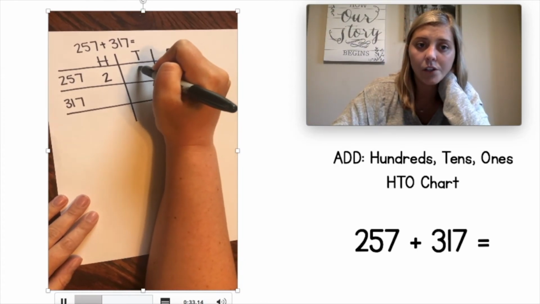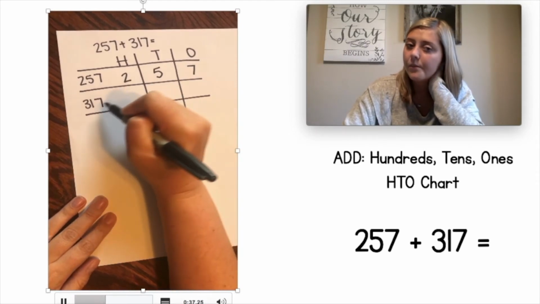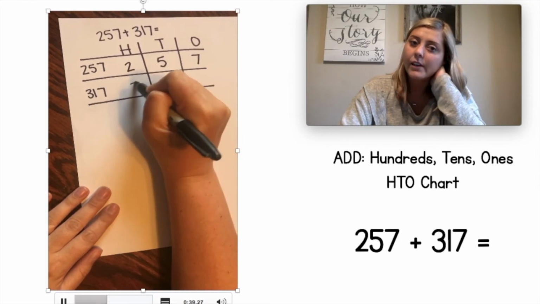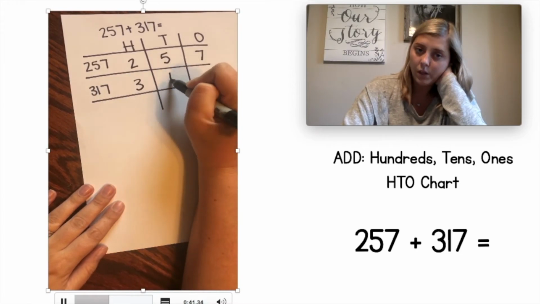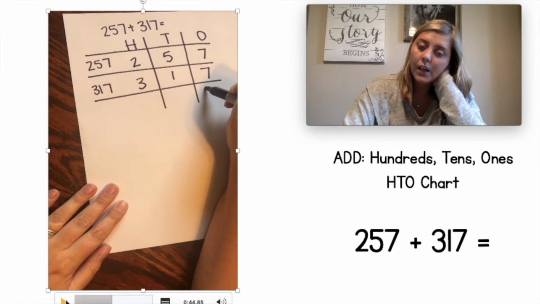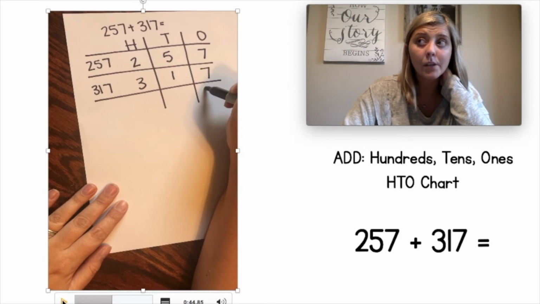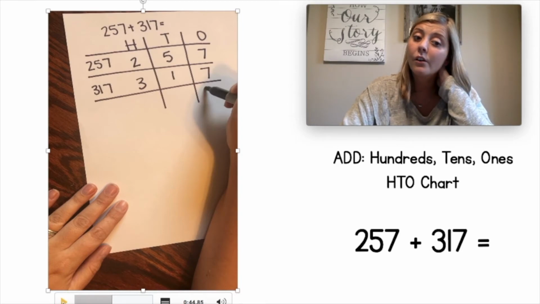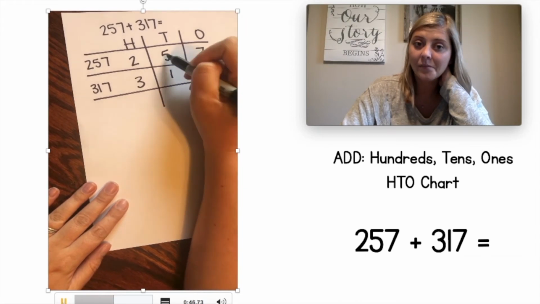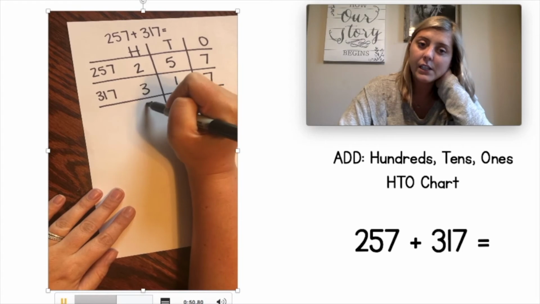257 has 2 hundreds, 5 tens, and 7 ones. 317 has 3 hundreds, 1 ten, and 7 ones as well. First, I'm going to add my ones together. 7 plus 7 equals, it's a doubles fact, does anybody know it? 14. 5 plus 1 is 6. 2 plus 3 is 5.